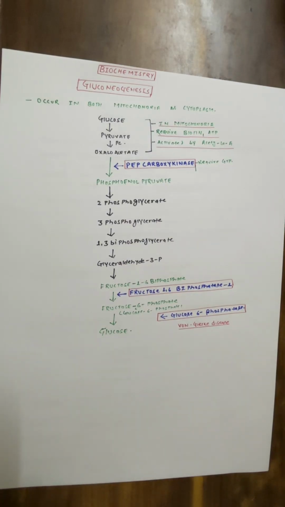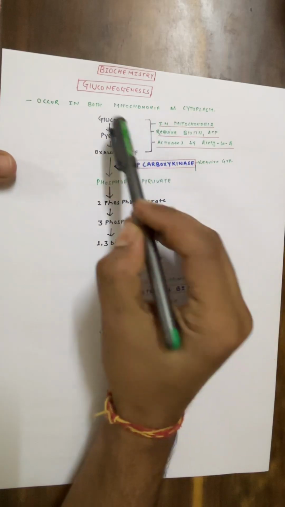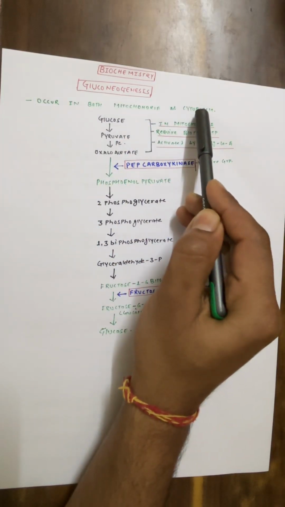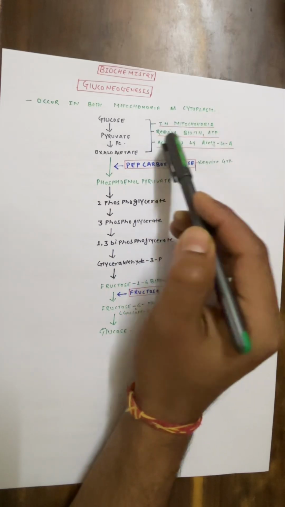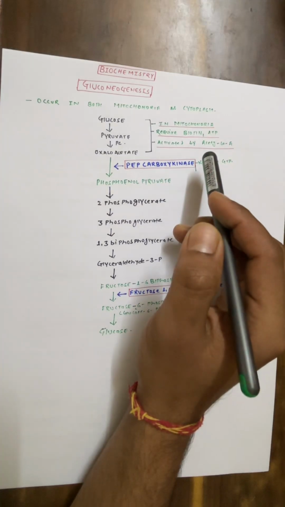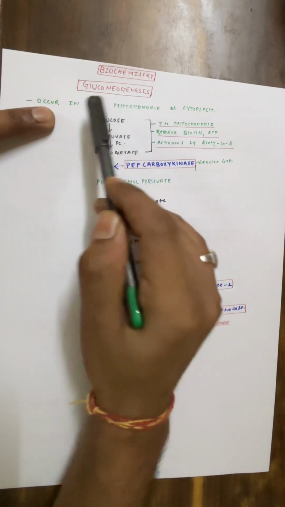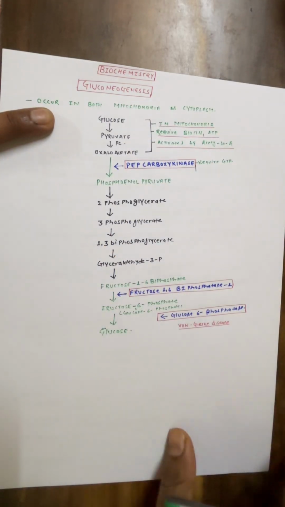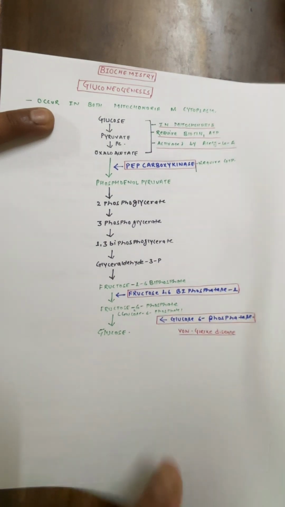So now let's start gluconeogenesis. We all know that it occurs in both mitochondria and cytoplasm. In the very first video of our biochemistry series, we discussed in detail which cycle is occurring where, which cycle is occurring in the cytoplasm and which in the mitochondria. So before learning these steps, first let's understand something more about gluconeogenesis.